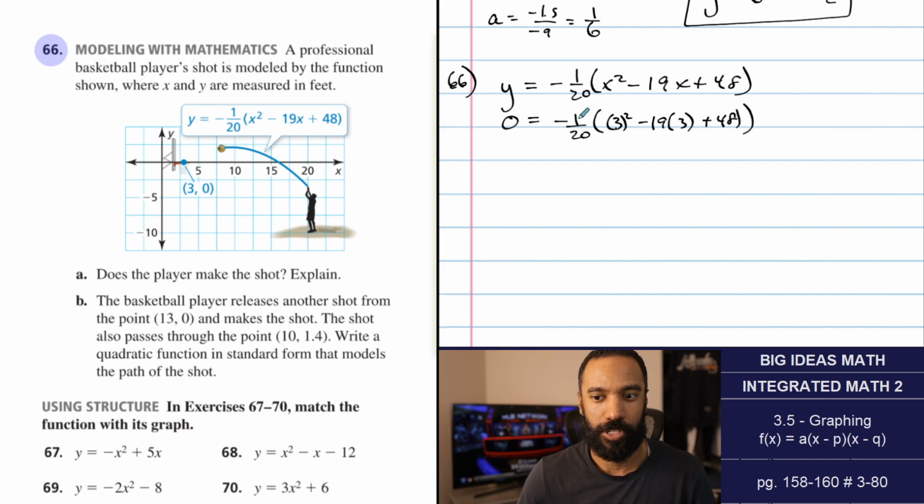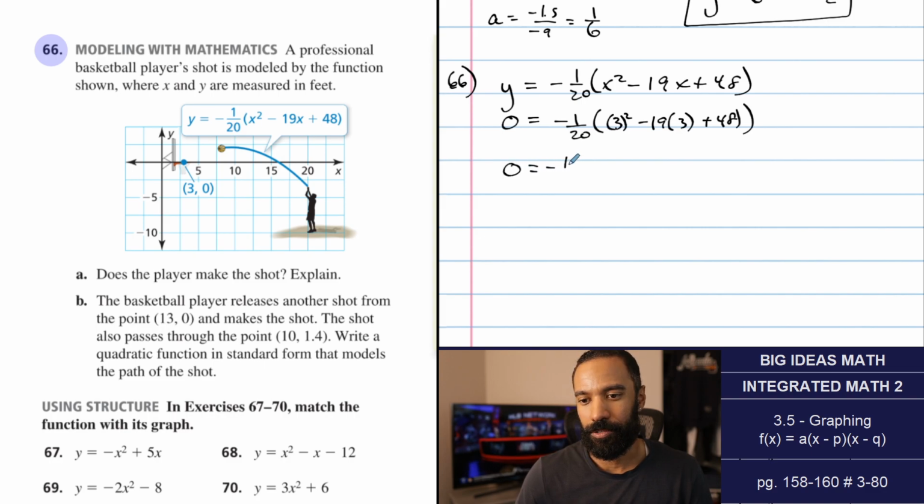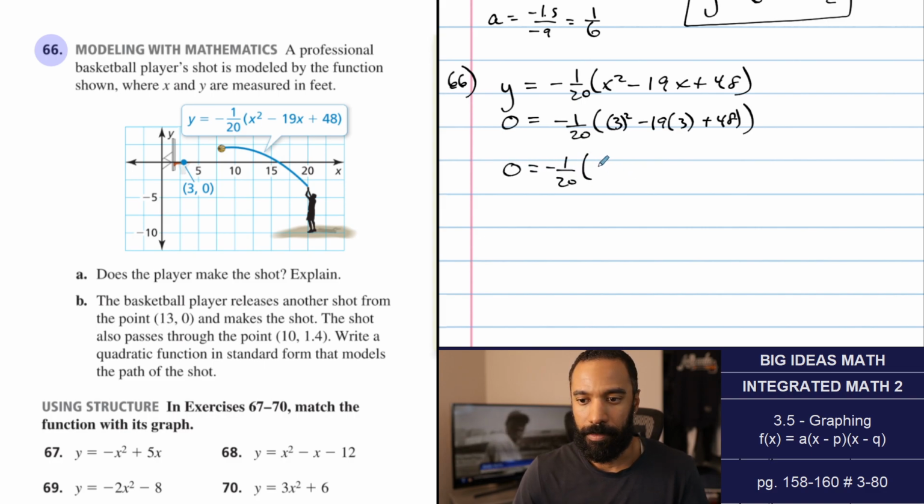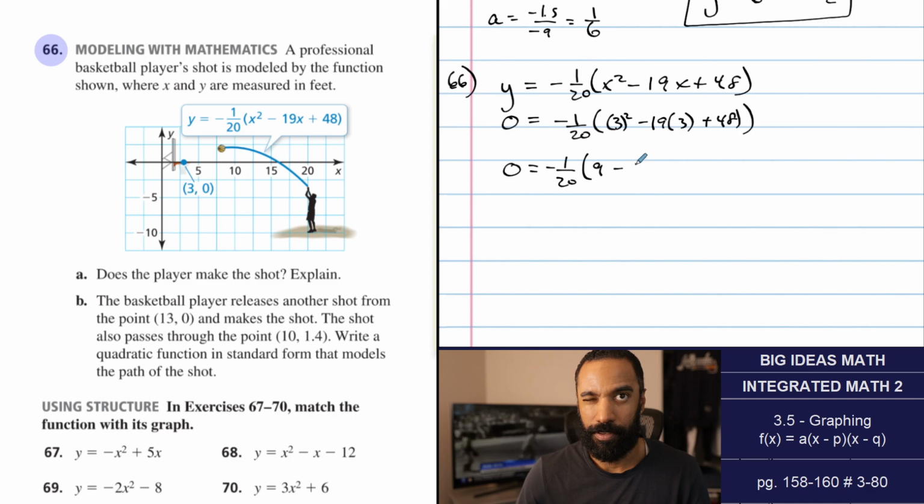The only way, listen, the negative 1/20th has nothing to do with this problem. The question is, is this 0? That's the only question. So 0 equals negative 1/20th, nothing to do with the problem, times 9 minus 57 plus 48.